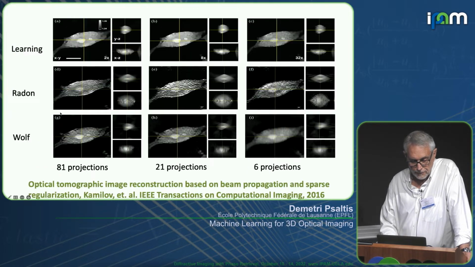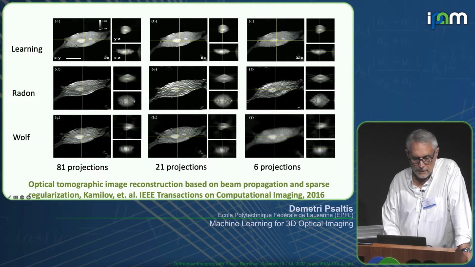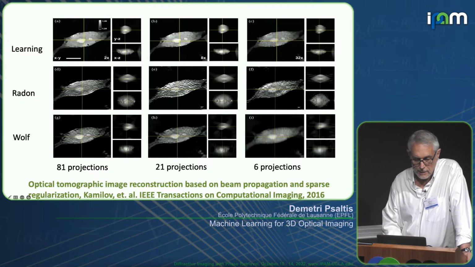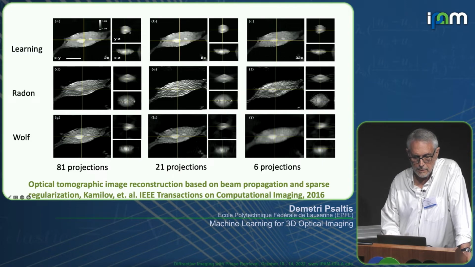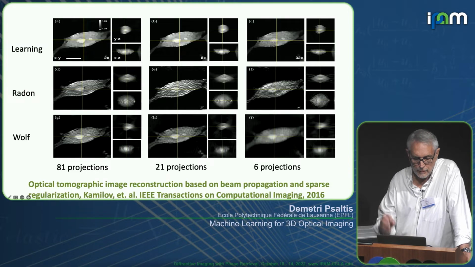So this works quite nicely. This is a HeLa cell, a type of cancer cell. This is the XY, one slice in the middle, and this is the YZ and XZ slices. And you can see you get nice reconstructions, and this is for 81 projections. This is using the Radon transform, which assumes geometrical optics, no diffraction. And then this is the Wolf transform, which also is not as nice.